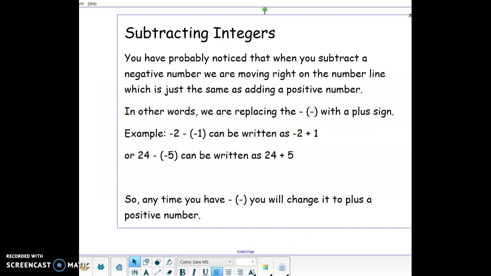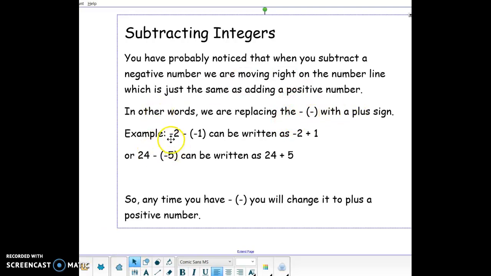So you probably noticed that when you subtract a negative number, all we're doing is moving to the right on the number line, which is the same as adding a positive number. So if you're subtracting a negative, you're just moving to the right. You're moving in the opposite direction. So in other words, we're replacing the minus a negative with plus a positive.